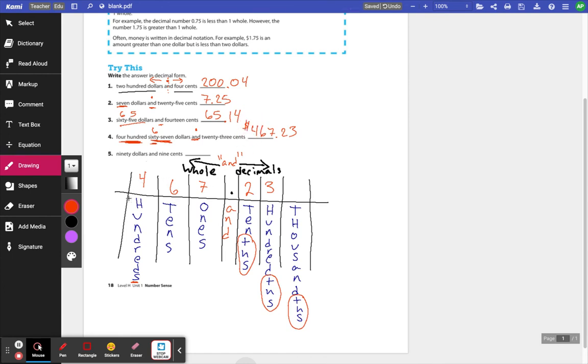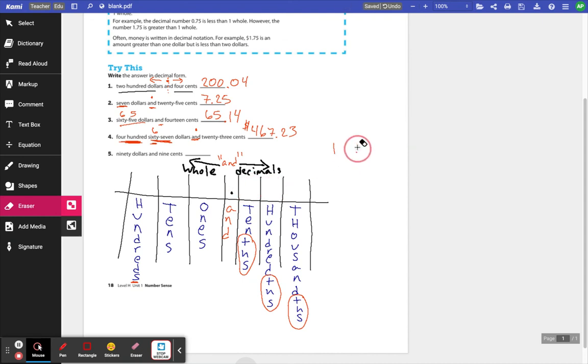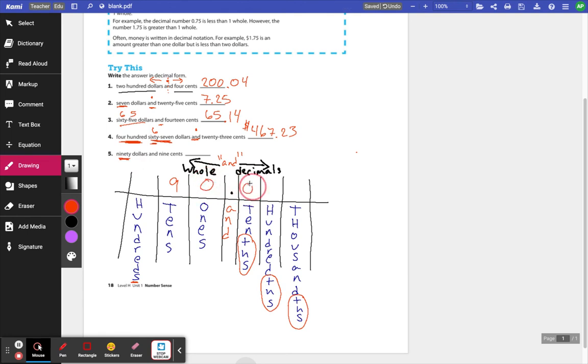And the last one, $90.09. Please don't get confused with $19. Okay. This is $90.09. So we're going to write this as a 9 in the tens because it's $90 and 9 cents. So 0, 9. $90.09.